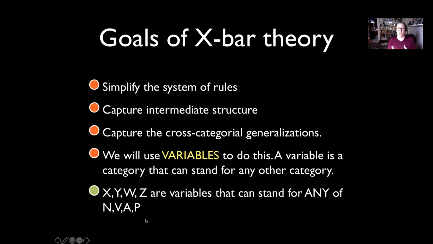Capture the cross-categorical generalization. So X-bar theory helps us understand that it's not just noun phrases that work this way. Verb phrases, prepositional phrases, adverbial and adjectival phrases all work this way. And we'll use variables to do this. This is that abstracted level where instead of using the N and VP, the things we know as examples, we use other letters of the alphabet. A variable is a category that can stand for any of the syntactic categories, right? So X, Y, W, and Z are variables that can stand for N, V, A, or P, right?